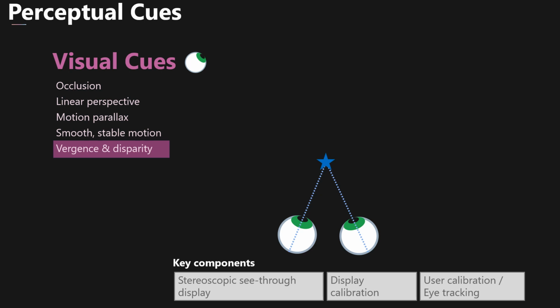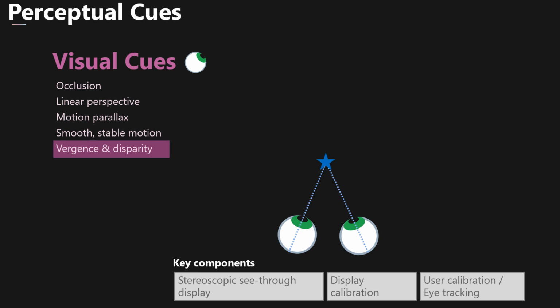Vergence refers to the angle between the eyes' lines of sight as one fixates on an object. As one looks close, as you can see in this diagram, the eyes' lines of sight toe in, and a larger vergence angle results. When the eyes look at infinity, or objects very far away, the lines of sight become parallel, and the angle between them approaches zero.